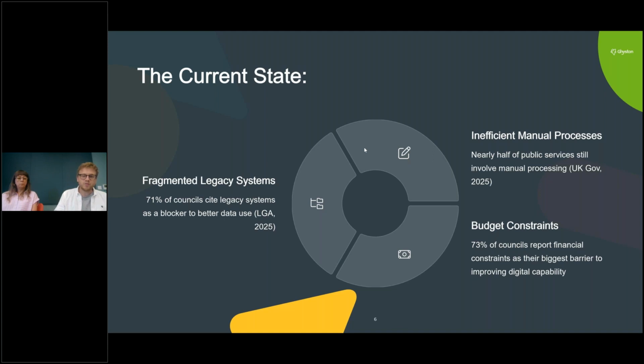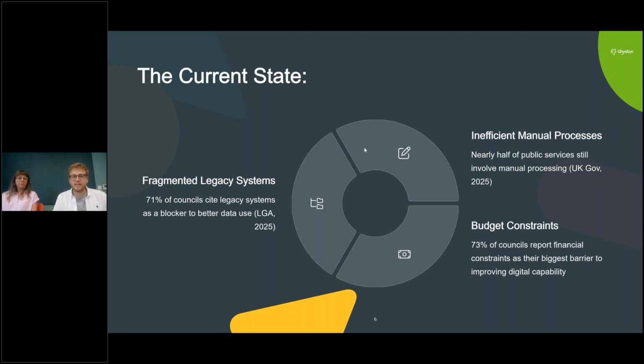So the second issue really is inefficient manual processes. The UK government says that around half of public services are still using manual processes, despite a massive push for digital transformation. So this might mean that you are doing data entry multiple times. You're having to put that in different systems in different places that aren't talking to each other. You might be managing processes on Excel spreadsheets that you've built in your team and 5 people use, or you might be using manual paper processes. We've seen a lot of these things.